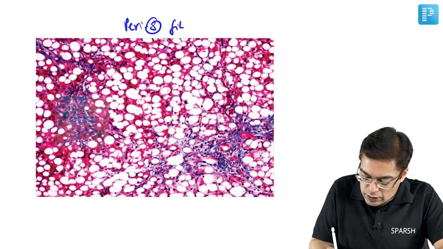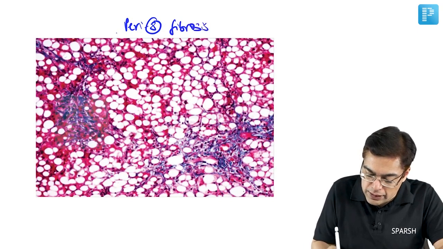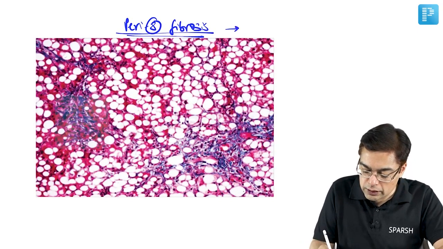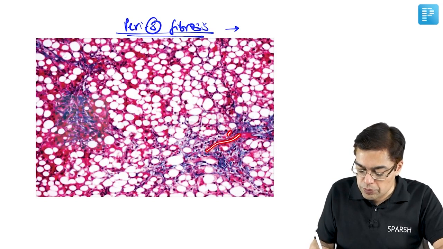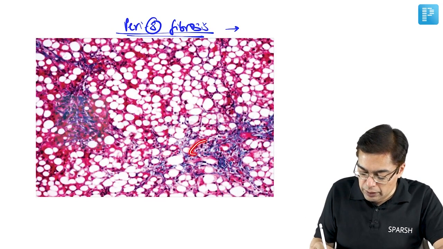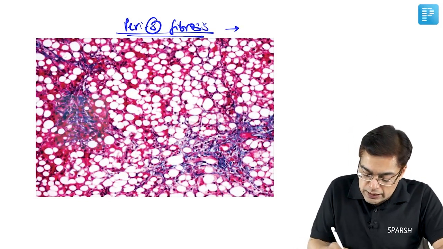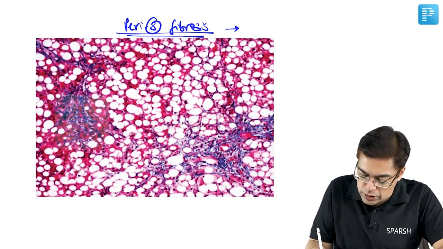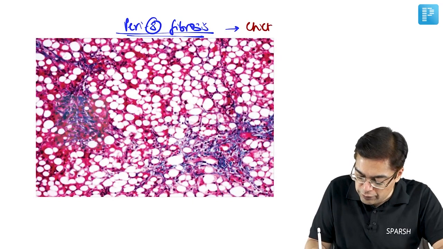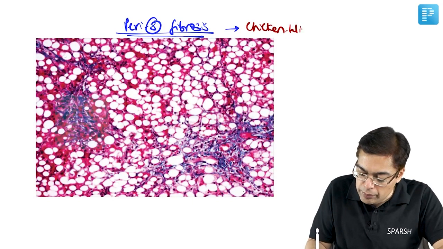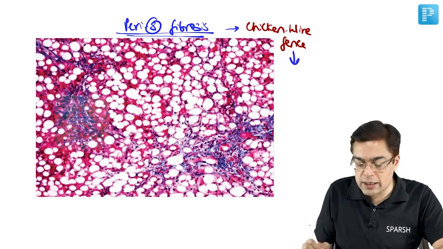The moment we talk about perisinusoidal fibrosis, we need to understand that there is going to be deposition of collagenous material, which has a pattern reminding you of a chicken wire fence. So this kind of pattern is described in the books by the name of the chicken wire fence pattern. And in order to establish this pattern, the only thing which has to be demonstrated is the presence of collagen over here.